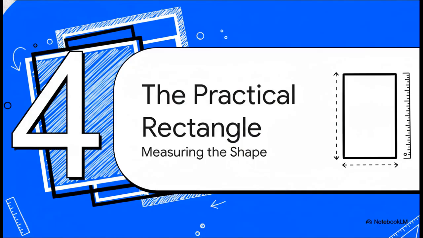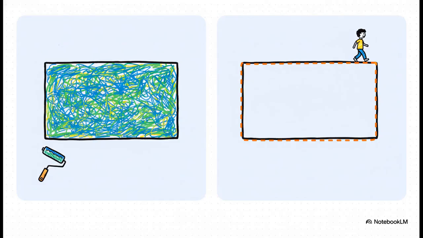Knowing these properties is great, but how do we actually use them? Let's get practical for a minute and talk about how to measure this shape. So there are two key measurements we care about. The area is all the space inside the shape. You can think of it as how much carpet you'd need for a room. The perimeter, on the other hand, is the total distance around the edge, like if you were to put a fence around it. To see how this works, let's use a super simple example.